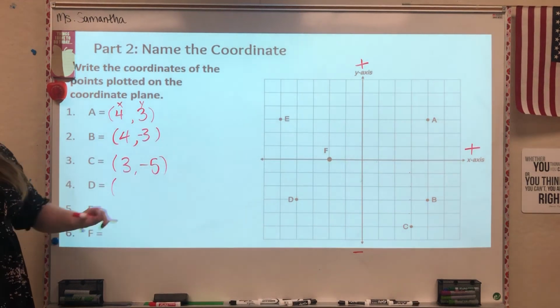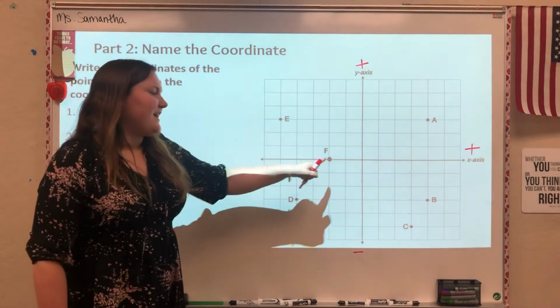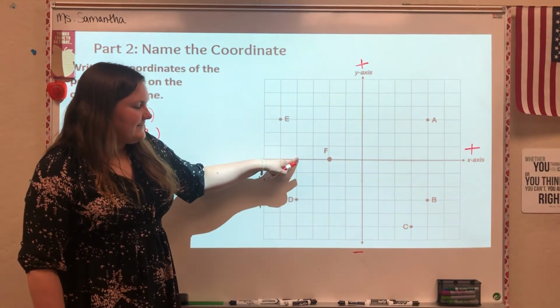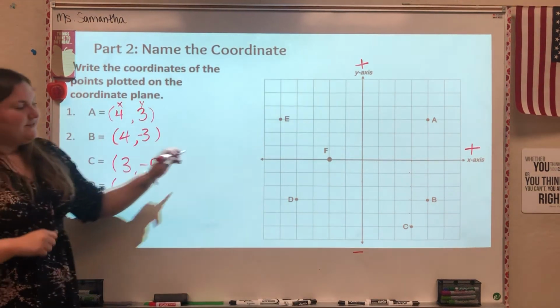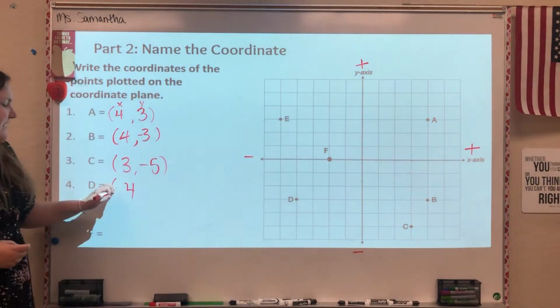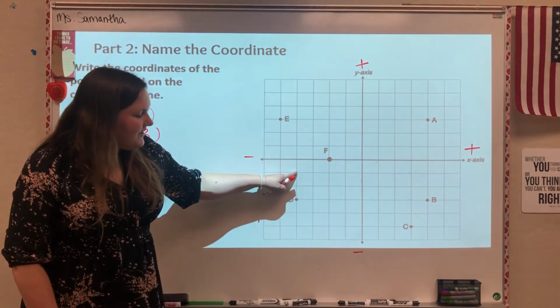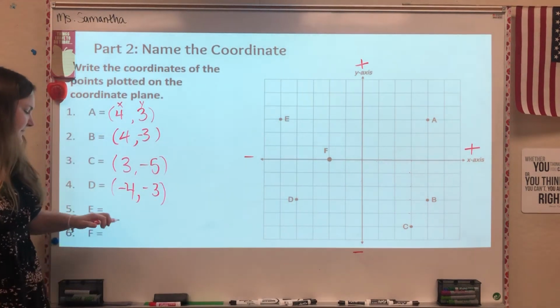For D, D is over here. So first I'm going to count on my x-axis. I'm going to count 1, 2, 3, 4, and that's how I get to D. Now because I'm counting backwards, backwards is negative, so that would be a negative 4. And then for our second part, I'm going down 1, 2, 3. Down 3 means negative 3.